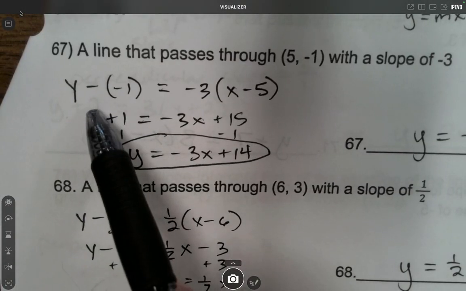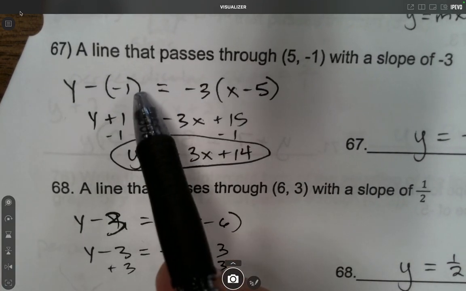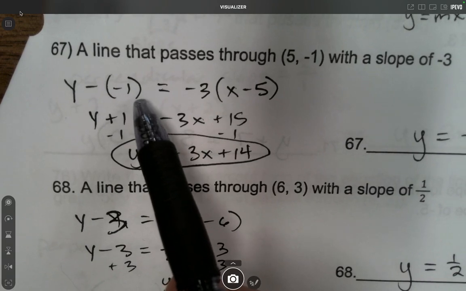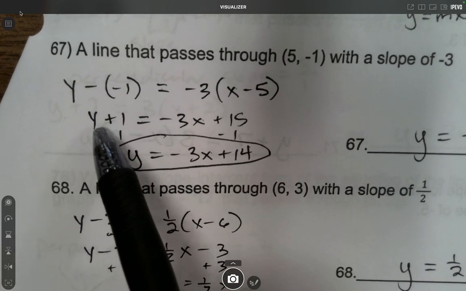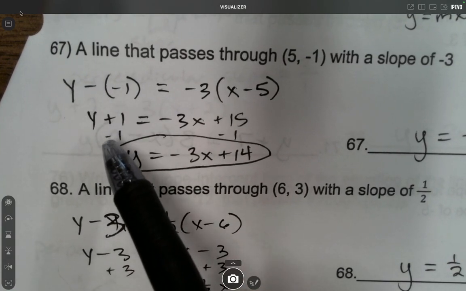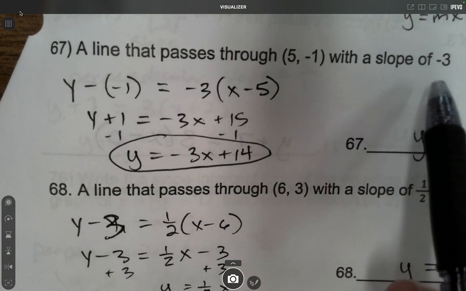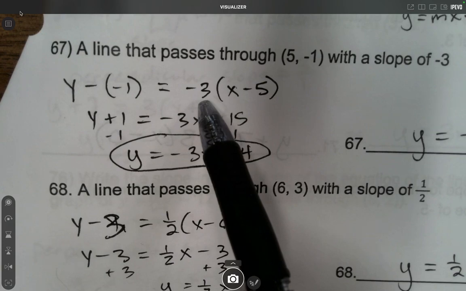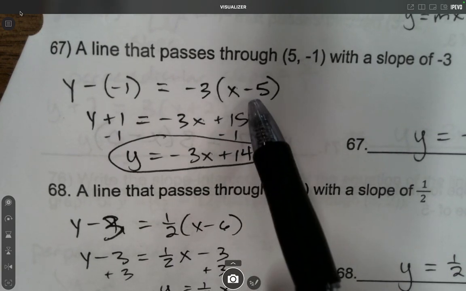So I do y minus the y value they give me. So y minus -1. So minus a negative is the same as plus, and it's fine if you just write y plus 1 from the beginning. But if it helps you to do y minus -1 and then write it, that's also completely fine. The slope, the m, is -3, so that's why that goes there. Then we do x minus the x value they give us, 5.